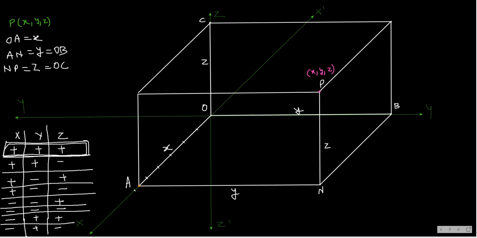What I'm trying to show you here is that we will have one unit here on the x-axis. Similarly, we will have one unit here on the y-axis, and one unit here on the z-axis, and so on. Right? Now, check this out.